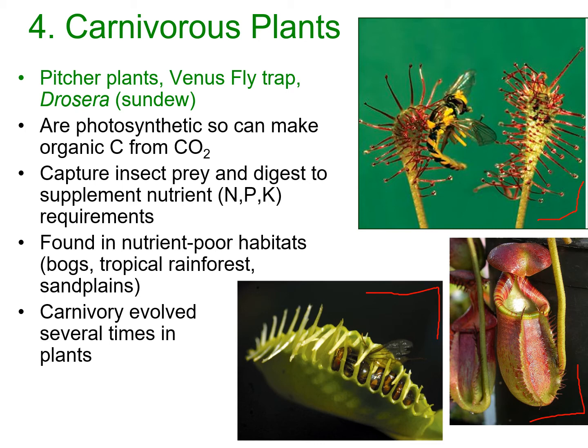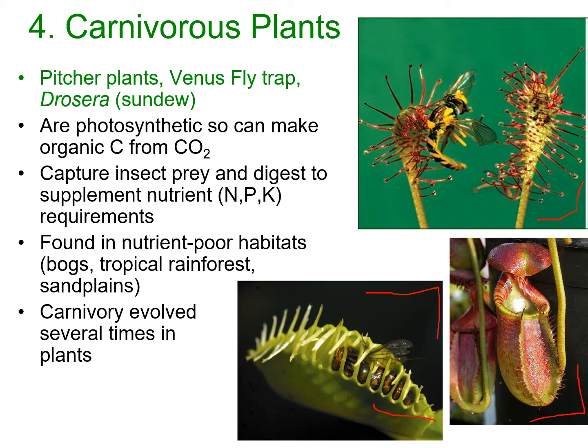So just a reminder that carnivorous plants are also photosynthetic. You can see the green tissues on particularly this Venus flytrap. It is still able to do its own photosynthesis, so it's still making organic carbon from CO2. But it captures insects and digests them to supplement the nutrient needs that it's not getting from the soil: nitrogen, phosphorus, potassium.